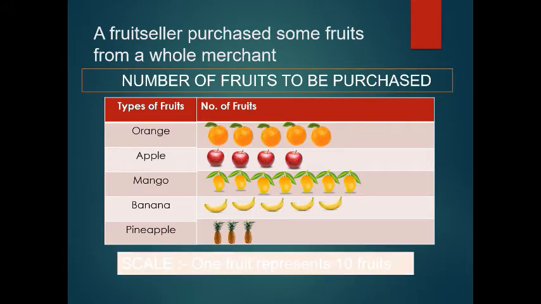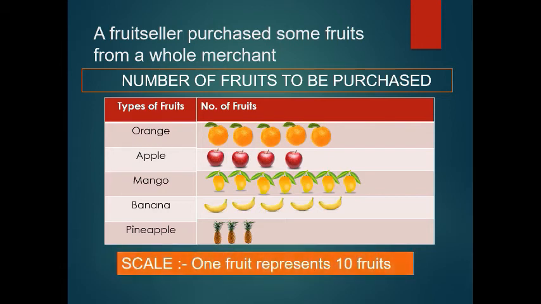Then comes the most important part, that is the scale, which represents the number of fruits. That is, it helps the reader to know how many items each picture stands for. Like in this example, one fruit picture represents 10 fruits. So, in the orange, there are 5 figures. So, 5 into 10, how many oranges has he purchased? 50. In the same way, there are 4 figures of an apple. So, 4 into 10, so how many apples has he purchased?